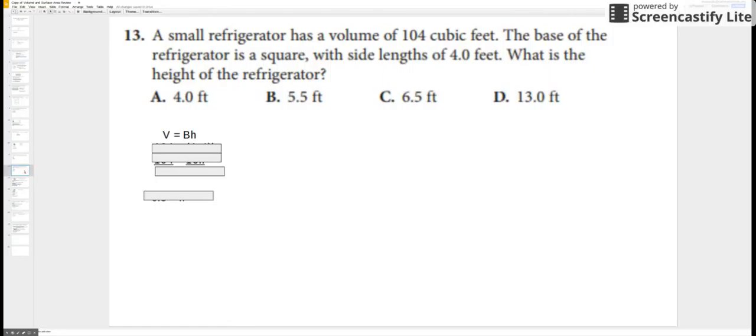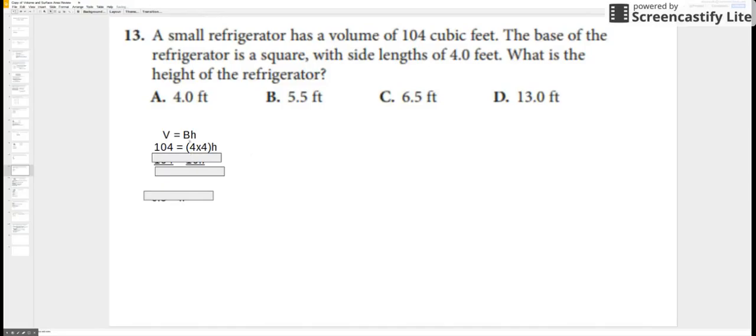All right, number 13. A small refrigerator has a volume of 104 cubic feet. The base of the refrigerator is a square with side lengths of 4 feet. What is the height of the refrigerator? Okay, start with our volume formula: big B times height. Big B is the area of your base. We're told that the base is a square with a side length of 4, right? So the dimensions for the base are 4 times 4.